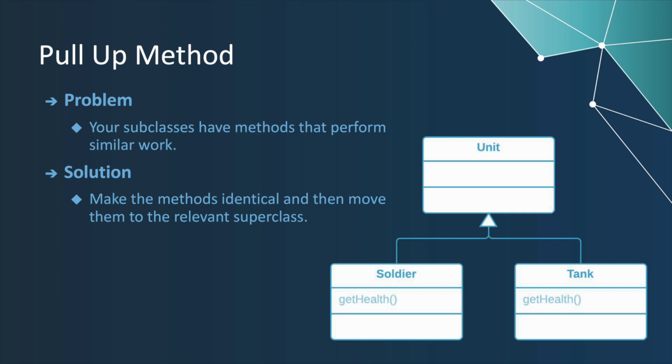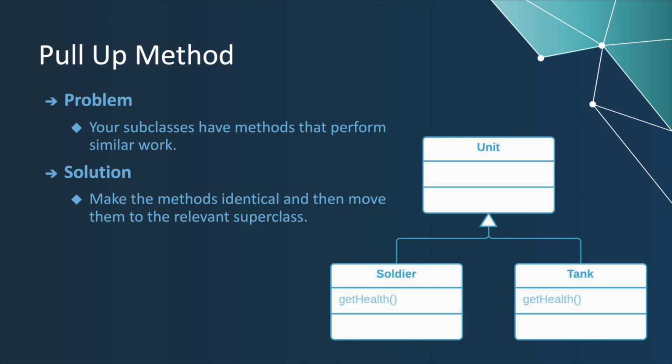So this is an example. The problem is your subclasses have methods that perform similar work. You can see soldier and tank both have a get health method that both are using. These are subclasses and this is the parent class. If both subclasses are using similar functions, then you might want to pull that method up to the parent class. That way you can refactor and you'll have less duplicated code lying around. This also helps with the DRY principle, do not repeat yourself. So basically, this is repeating.